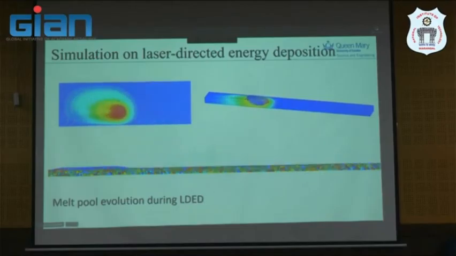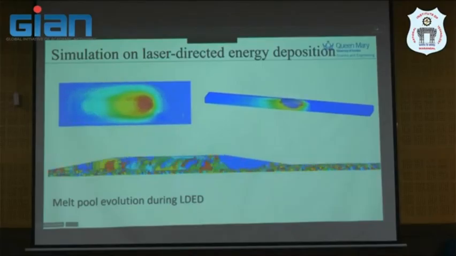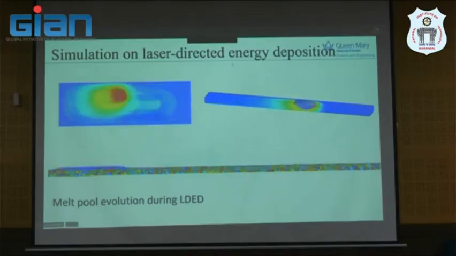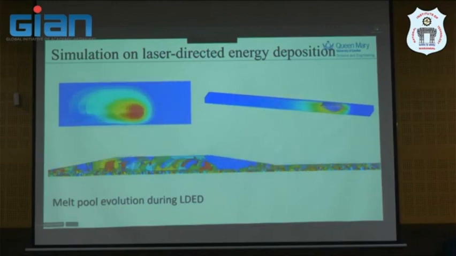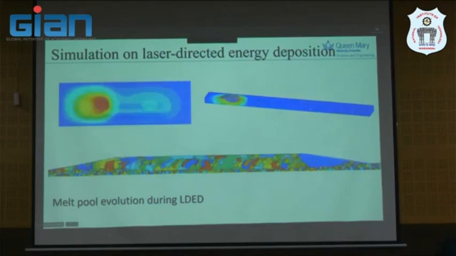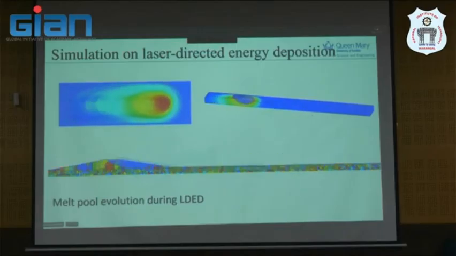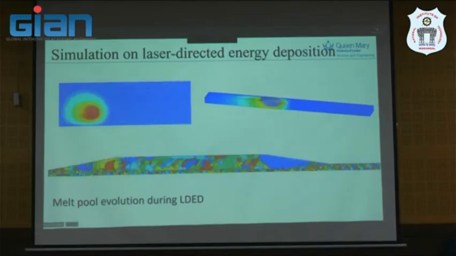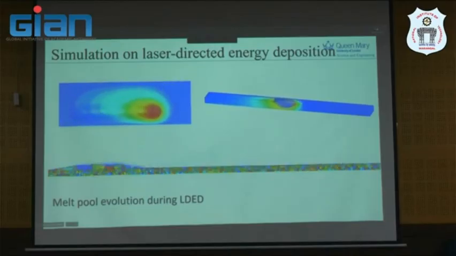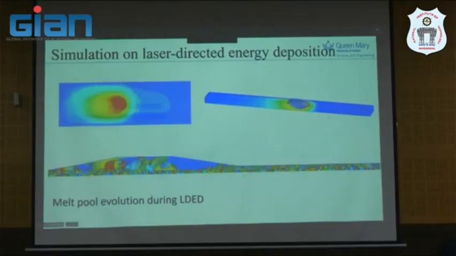Here is the temperature field evolution, also including the velocity, also including the metal flow in the melt pool. And this is the microstructure evolution during the LDED process.